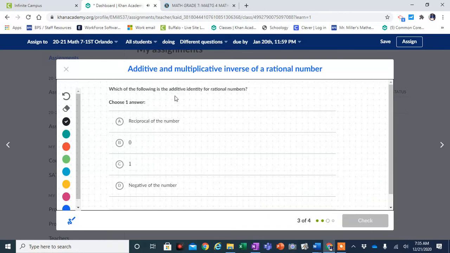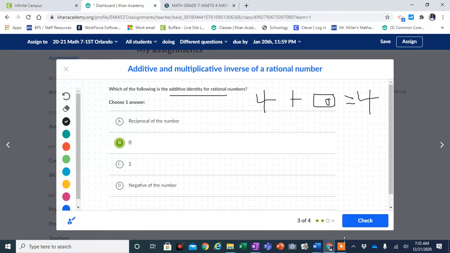Which of the following is the additive identity? So anytime you have a number, what do you have to add to that number in order to get the number back? And that would always have to be 0 for adding.